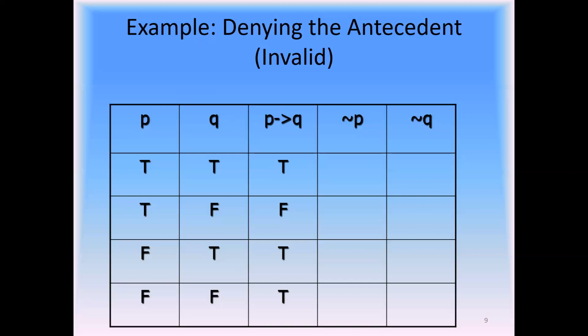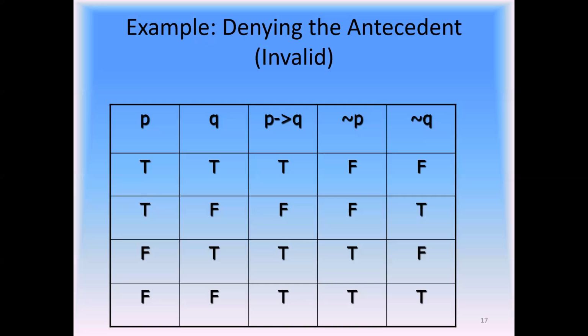And so both cases give us a true conditional. And then in the next column, we have not P. And so we just put in the opposite truth values of what we have on the far left column for P. So false, false, and true, true. And then we have not Q. And we just do the opposite of the truth values for Q. So false, true, false, true.